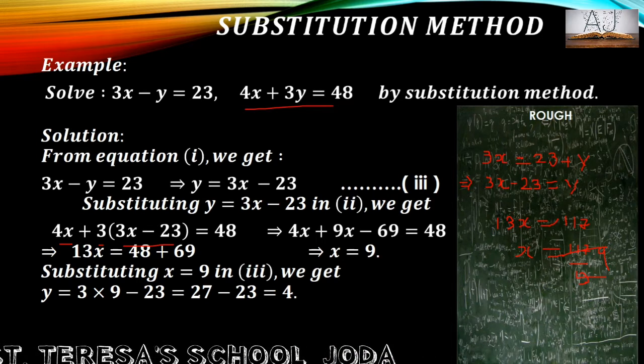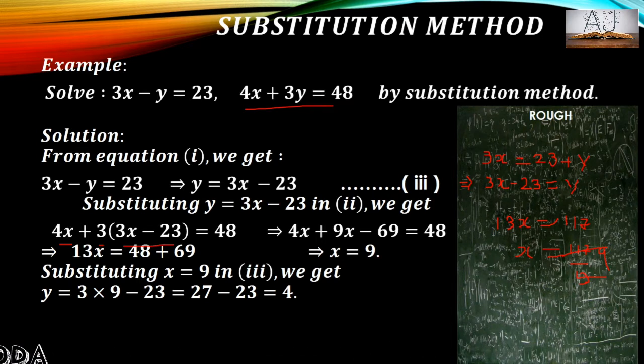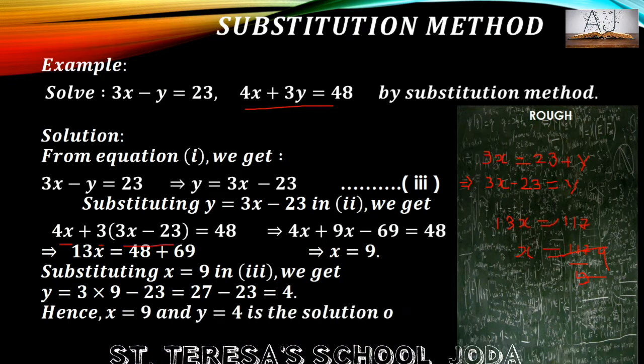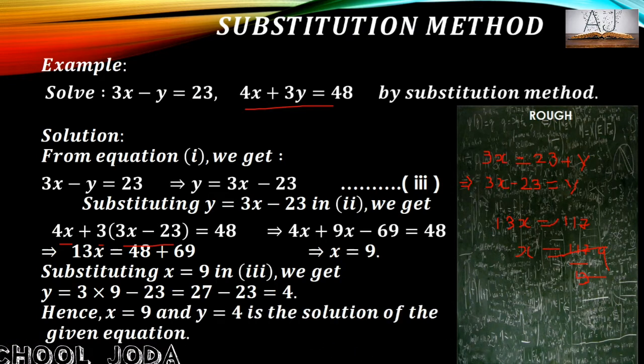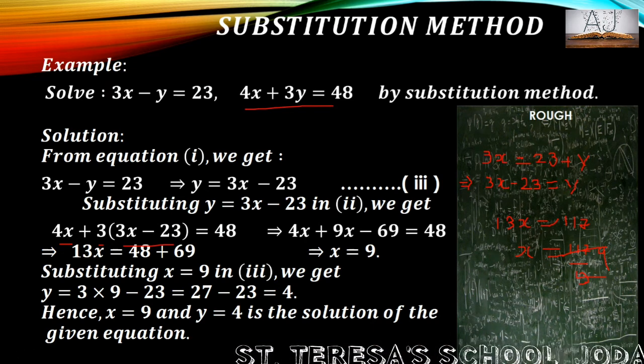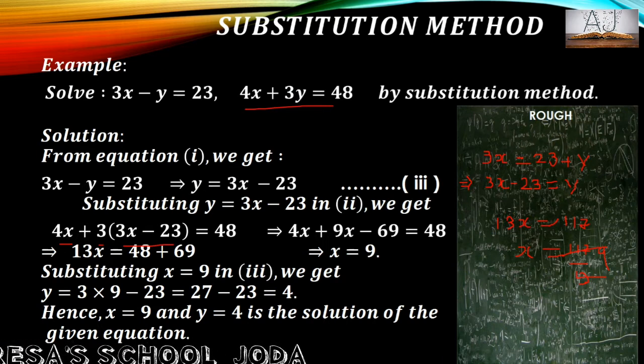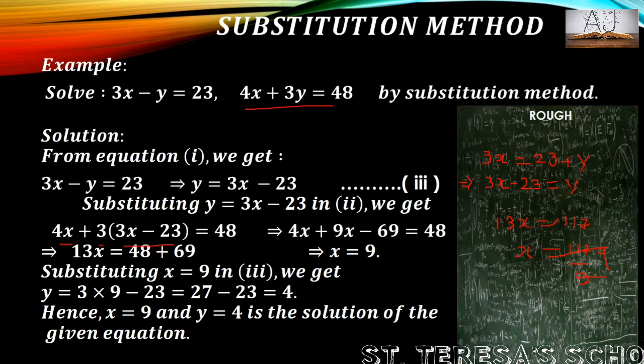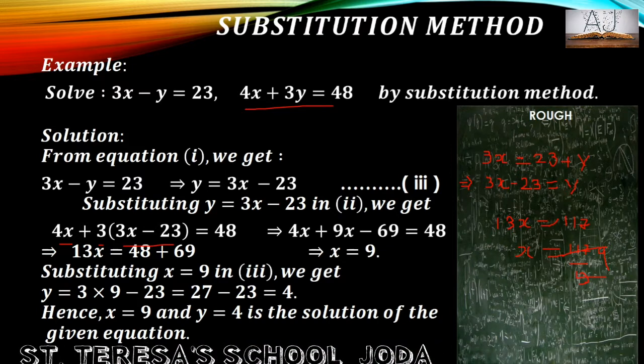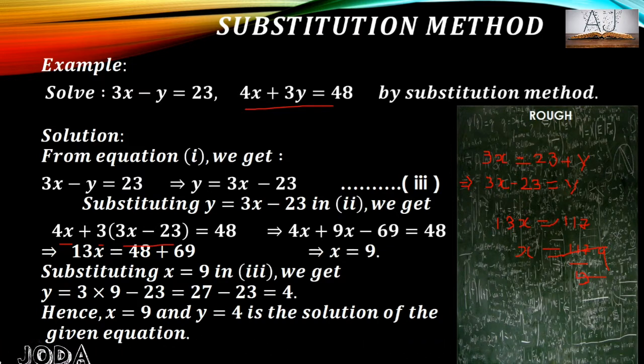So in place of x we'll put now 9. So y equal to 3 into 9 minus 23. So that is 27 minus 23, 4. So we have got the value of x as 9 and the value of y as 4. So this is called the solution of the equation. So the x and y values 9 and 4 will satisfy both the equations because it is a simultaneous linear equation. Okay, I hope you have understood it.